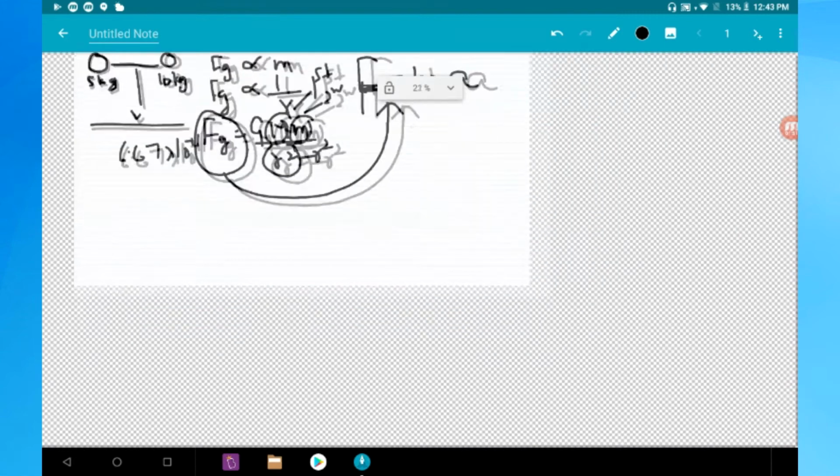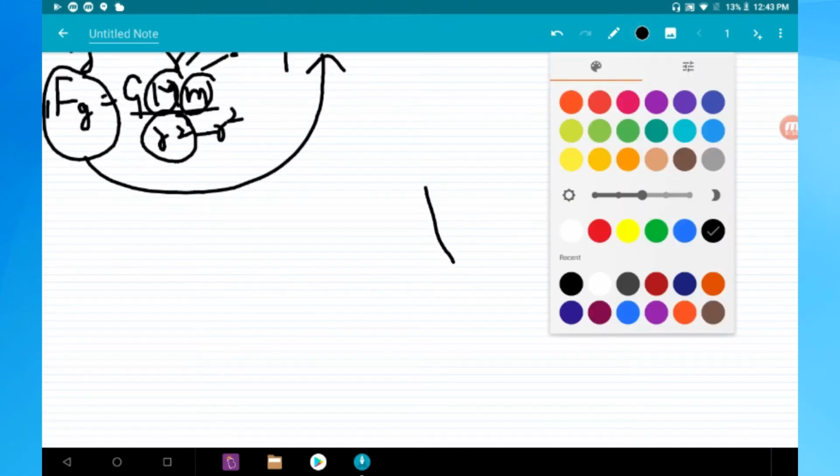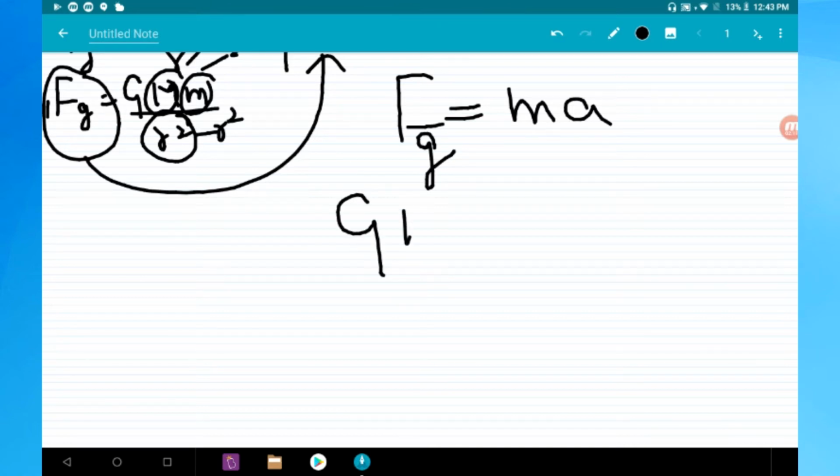Let me just erase this bit over here. Where's the eraser? The eraser is over here. Okay, let's erase this part and take a pen. Now let's state Newton's second law of motion: F equals ma. But now we would like to calculate the gravitational force, which is given by Fg, and as we studied, Fg is equal to G M m by r squared.